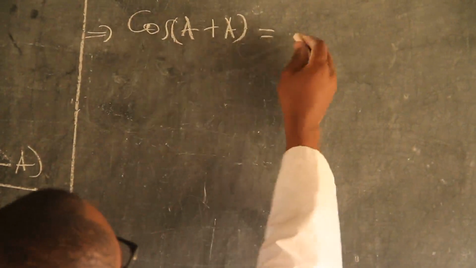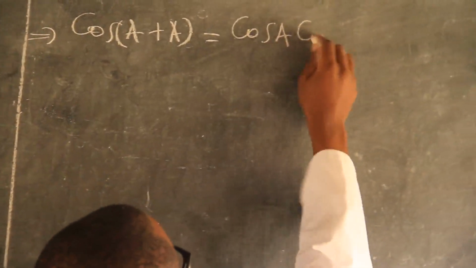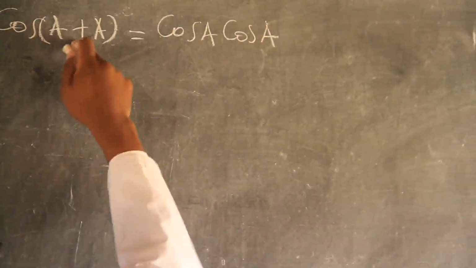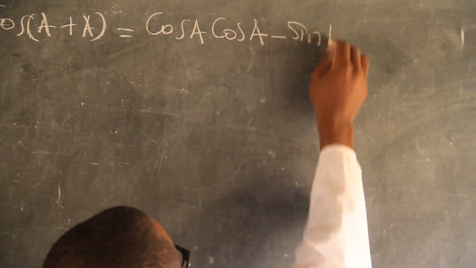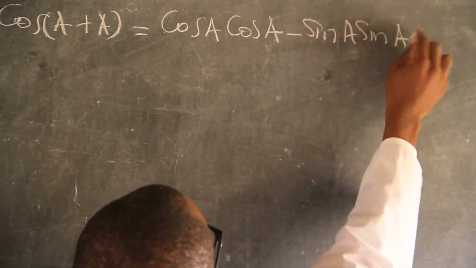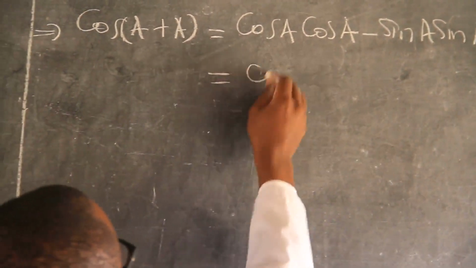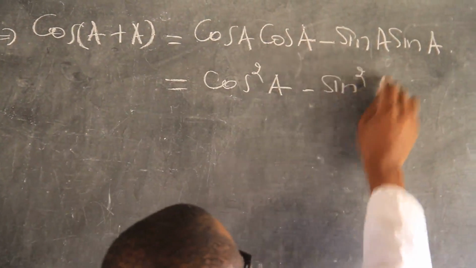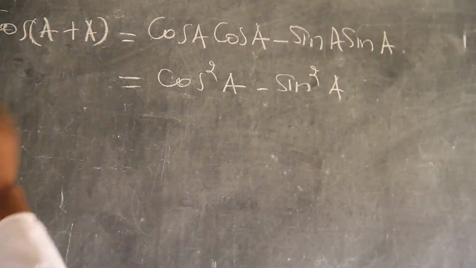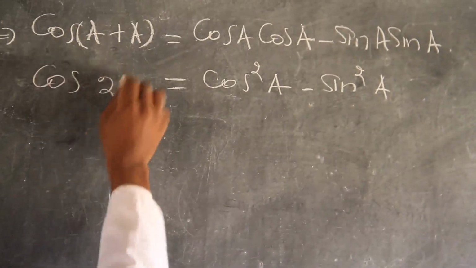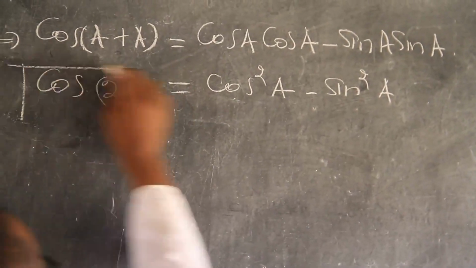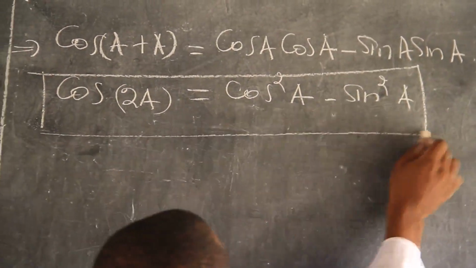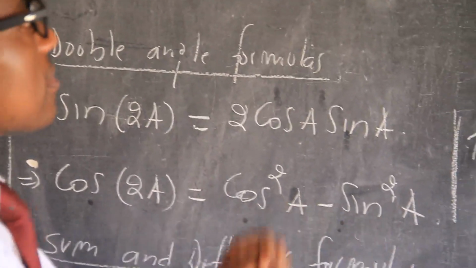So of course this is cos A minus sine A. So you see that is cos square minus sine square. So A plus A, it is 2A. That's why cosine 2A is cos square minus sine square.